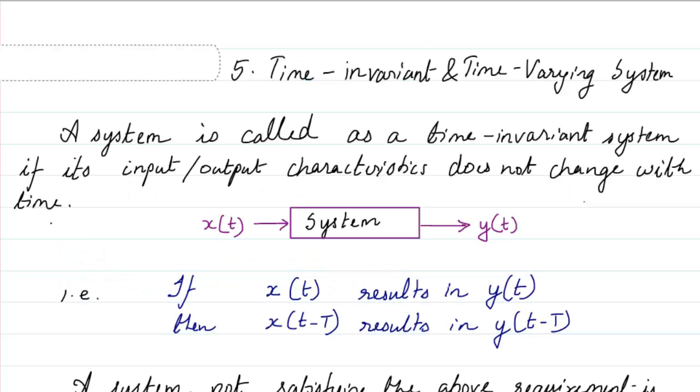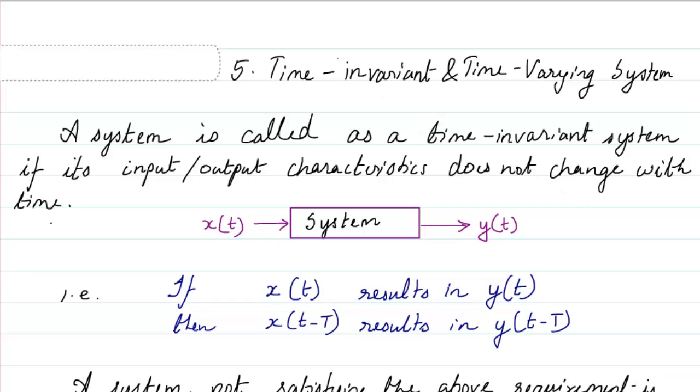Hello students, this is the third part of system classification. Here we will be looking into two types of classification. First is time invariant and time varying system, and the second one is invertible and non-invertible systems. So first we will start with time invariant and time varying system.